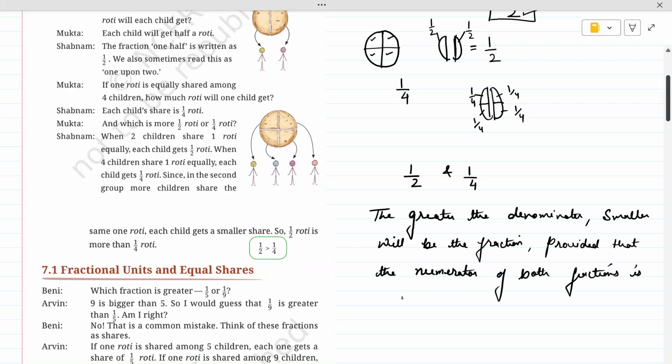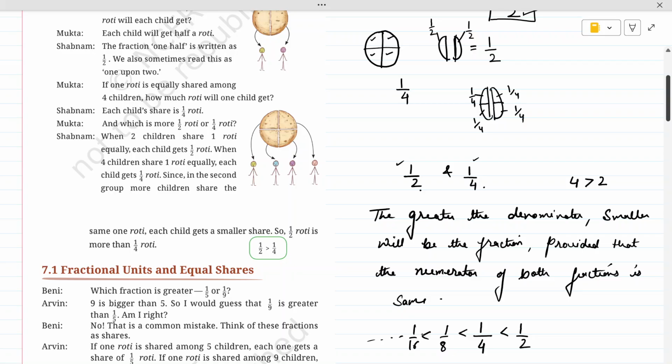Here we can see that the numerator in both cases is the same. It is 1 here and 1 here. And in the denominator we have 4 and here we have 2. We know that 4 is greater than 2, but when we talk about fractions, 1 by 4 is less than 1 by 2. Another example: 1 by 8 will be less than 1 by 4, 1 by 16 and so on.